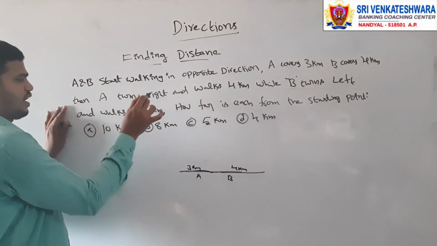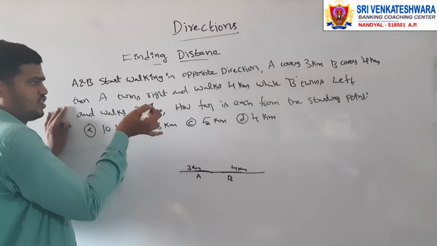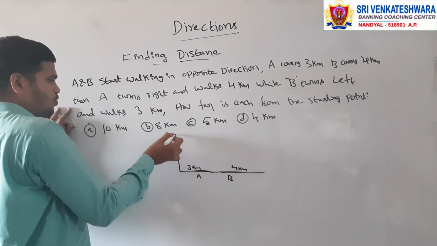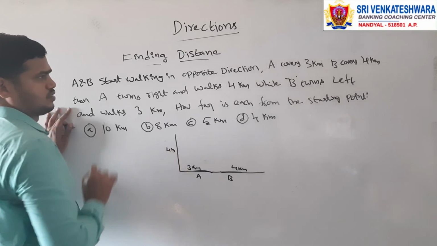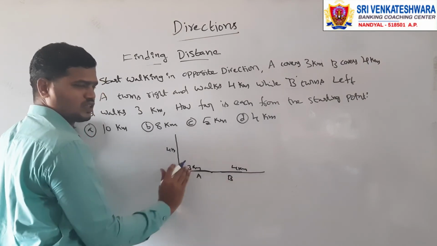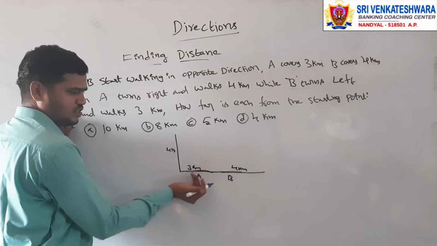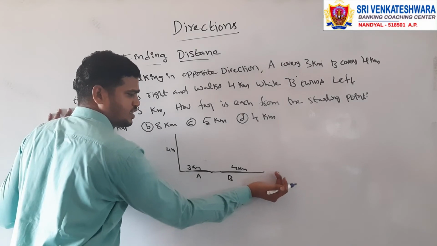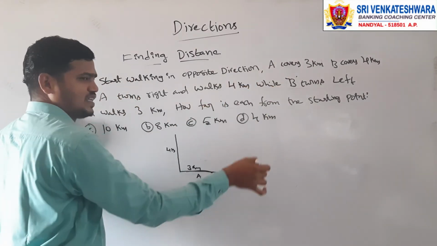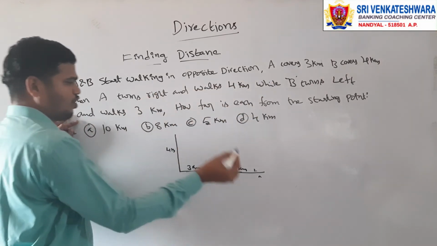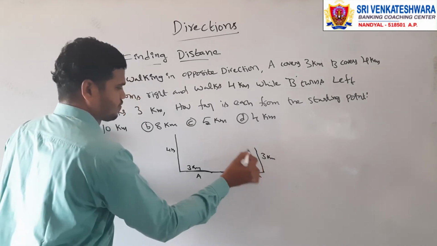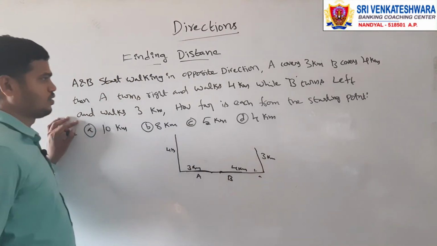Then A turns right, right meaning in this direction, and walks 4 kilometers. While B turns left. So B goes in this direction, because both are in opposite directions. A goes in this direction, so B will go in this direction. So this is the right for B and this is the left for B. So B turns left and walks 3 kilometers. So this is the starting point of both of them.